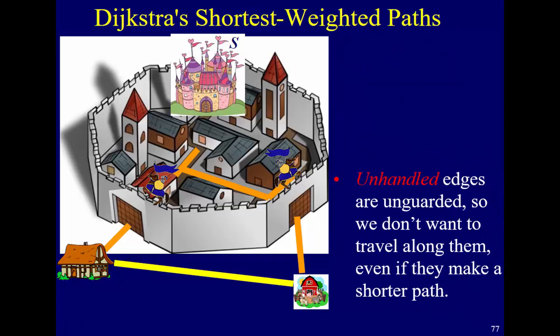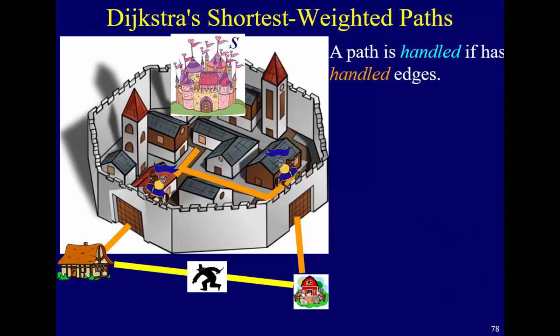But what about these unhandled edges? We've never looked at this edge. We don't know this edge exists. We don't know what its weight is. So we can't expect to know anything about it. And so we're thinking that there may be bandits along it, and it's not safe to go along these edges.